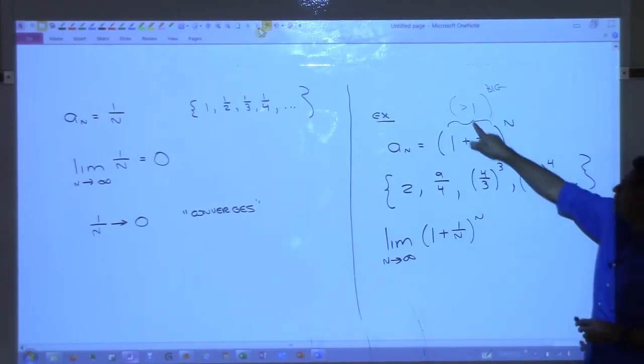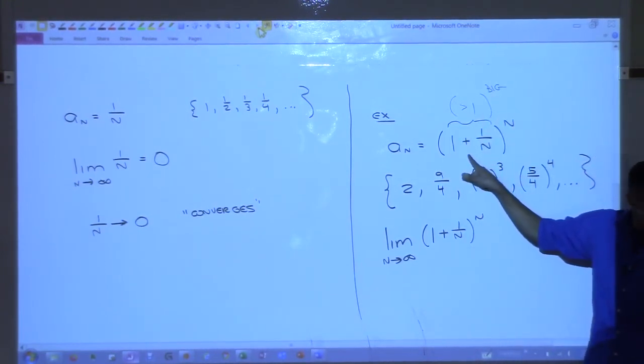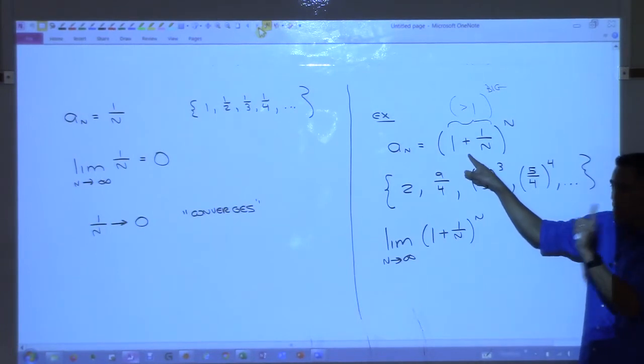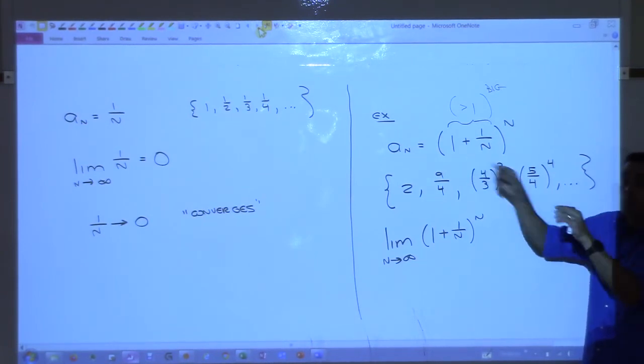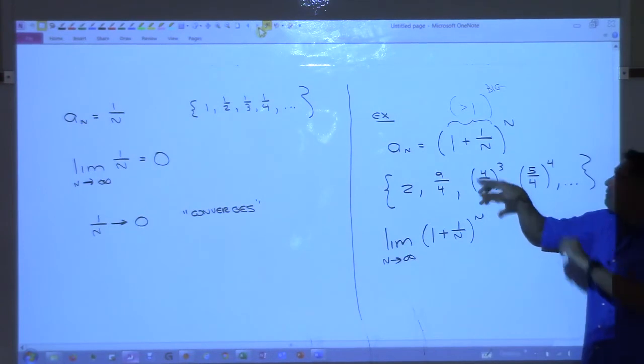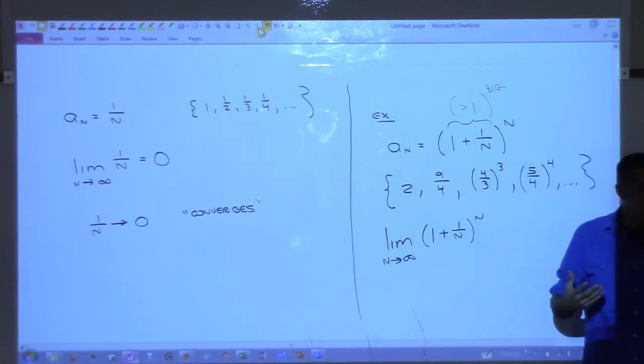So if this right here was the number 1, identically 1, 1.000, then 1 to any power is 1. But it's not 1.0 forever. It's 1.00 with some other stuff, and if I raise that to a huge power, it's going to get bigger.